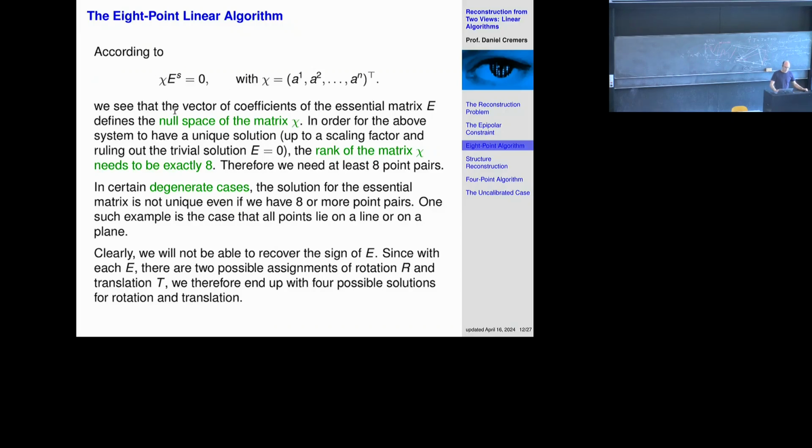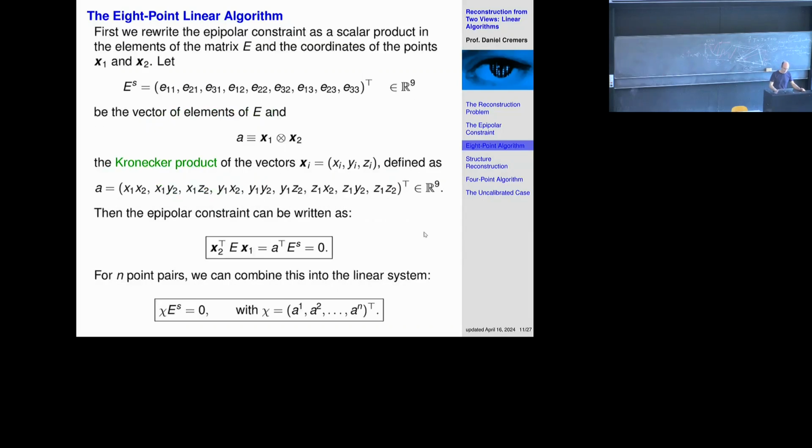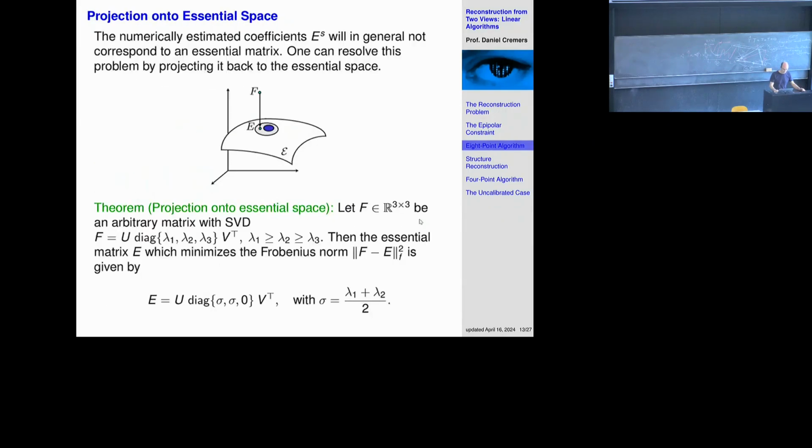Another thing to see is that we will not determine the sign of E. So if E is the vector spanning the null space, then obviously minus E will also be a solution to this equation, right? So E is only defined up to sign. And so what the 8-point algorithm does is compute a solution for E, for the null space of chi, assuming that you have sufficiently many points to have a one-dimensional null space. It computes the null space, up to sign, and then for each E, for plus E and for minus E, we have two solutions for rotation and translation each.